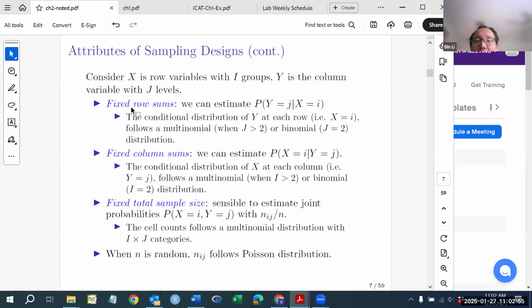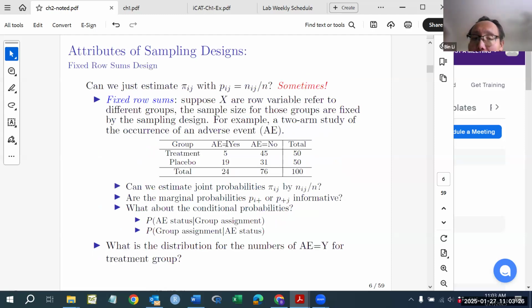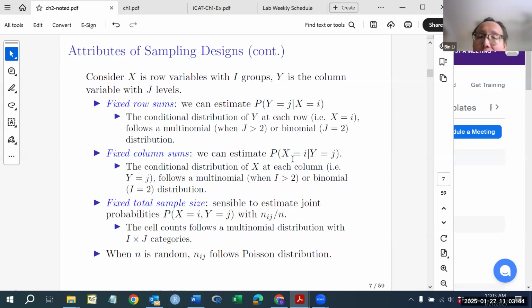So for fixing both the rows and the columns, the distribution that we should use is the multinomial or binomial, depending on the number of groups. So for fixing the row sums, within each row, the distribution of y follows a multinomial or binomial. For the binomial, just like this. For the multinomial, it means if we have more than 2 levels, then it will follow a multinomial. And for the fixed column sums, the conditional probability of x, the row variable, at each column follows a multinomial or binomial.